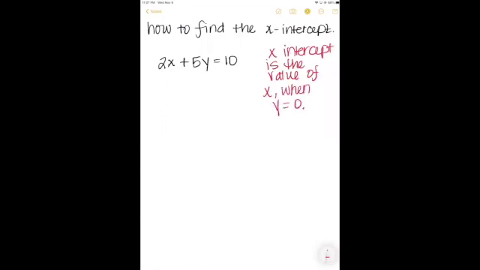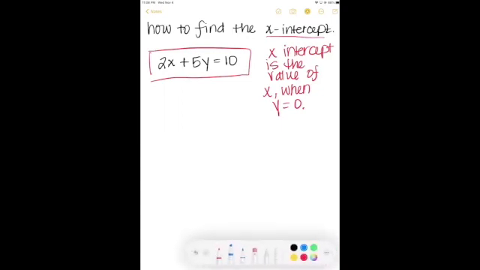All right. So in terms of having an equation, this is the equation that we're going to look at. It's 2x plus 5y equals 10. I want to find out what the x-intercept is. So that means I am going to take my value of y and set it equal to 0, or put 0 where y goes. And then I'm going to solve for x.